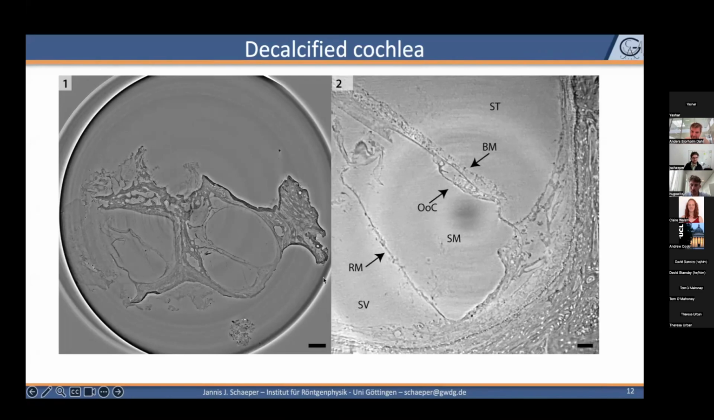Just as a quick note, on the left-hand side it's a BM18 data set, and on the right-hand side it's recorded at the P10 beamline in Hamburg.